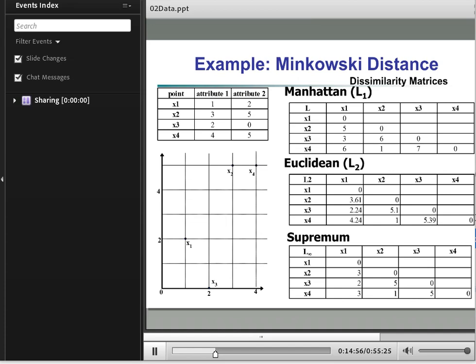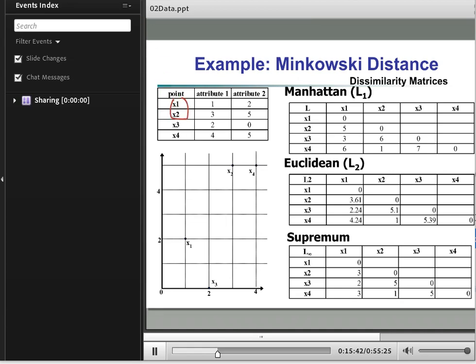Sorry for that. Okay, I have 4 points: x1, x2, x3, and x4. Each of these points has two attributes, attribute 1 and 2. And you can see here in the upper left the data matrix of these points. I'm going to calculate the distance between two of these points, for example, between x1 and x2.